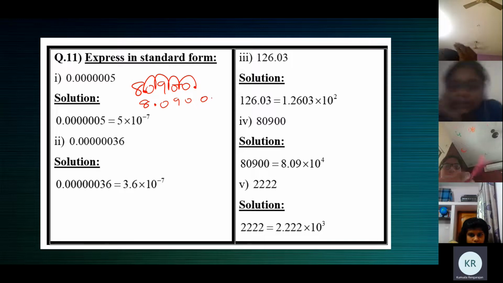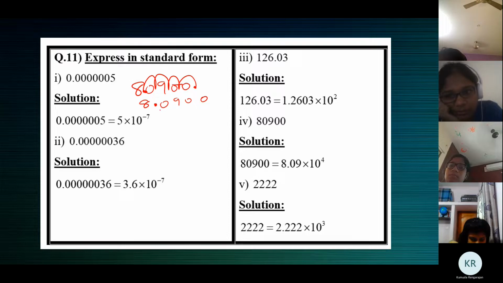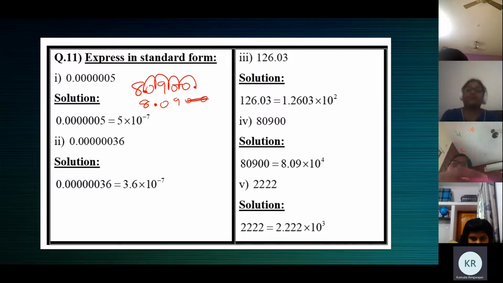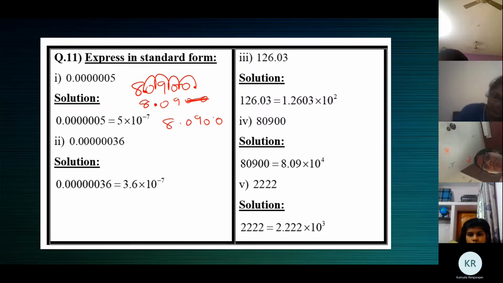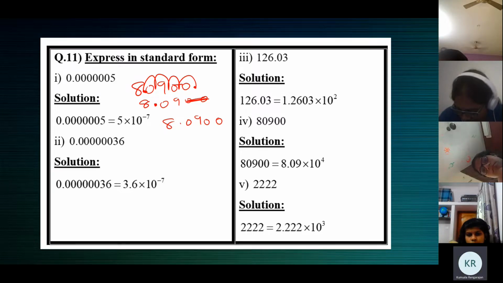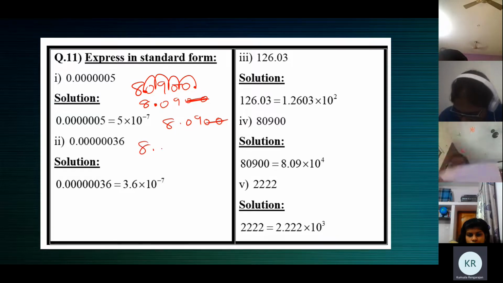The decimal point was here. So 1, 2, 3, 4, and we get it here. So now what is the number? 8.09, because these zeros can be ignored. They have no value. 8.0900, so you can just ignore these zeros. So it is 8.09. And you can see that this value is more than 1 and less than 10.